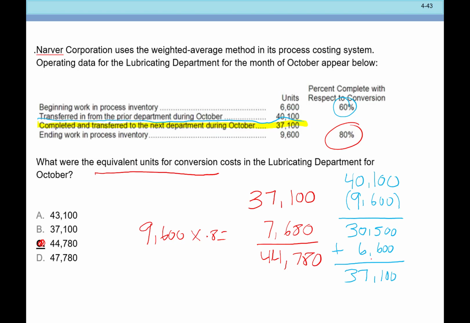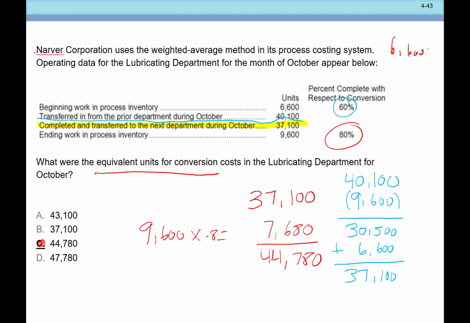I'm done. Okay? Now this one that I wrote over here, I left it because I guess I was having a rough morning when I did this, and it's still valid, but I did it in a weird way. I said, okay, 40,100 units were transferred in from the prior department. We're not done with 9,600, and then we had the 6,600, and I came up with this 37,100 that way. I don't like that because that's correct, but I must have been in a hurry when I did that, and it's not systematic. You should be consistent and start with the beginning, which was what?